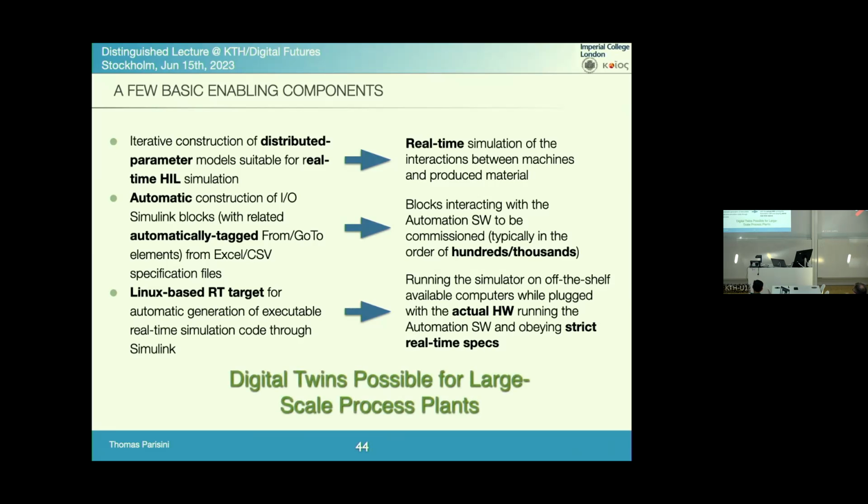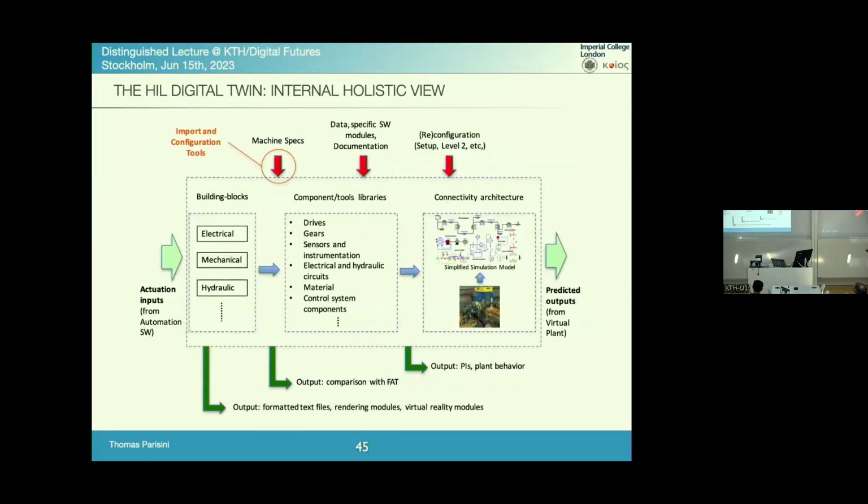Well, okay. This is the holistic view, let me say. Basically, the red arrows here are the information that you have that is written in files, that you need to parse and extract the information you need. For example, the specs of the machine, the data characteristic, the reconfiguration and setup of the automation.